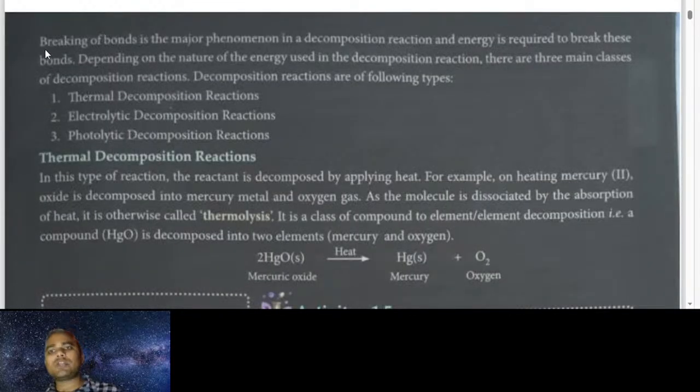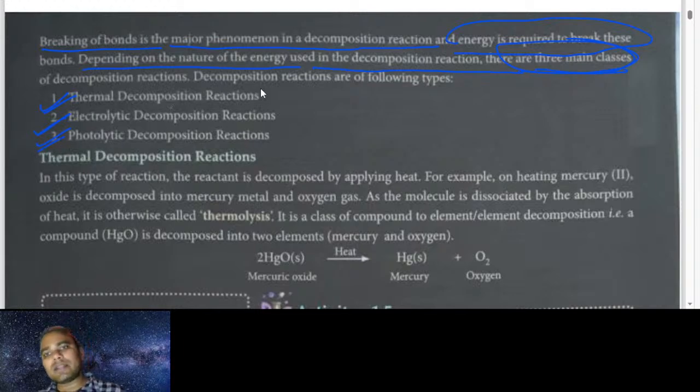Breaking of the bond is the major phenomenon in the decomposition reaction, and energy is required to break this bond. Depending on the nature of the energy used, there are mainly three classes of decomposition reaction. First one is thermal decomposition, second one is electrolytic decomposition, and third one is photolytic decomposition.